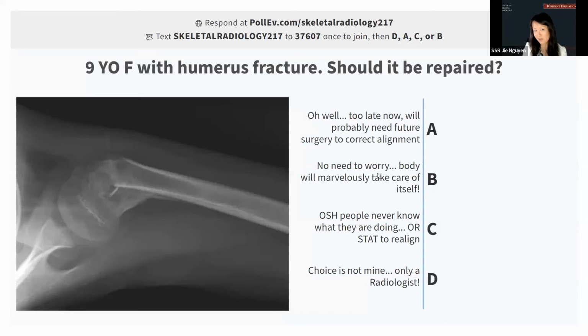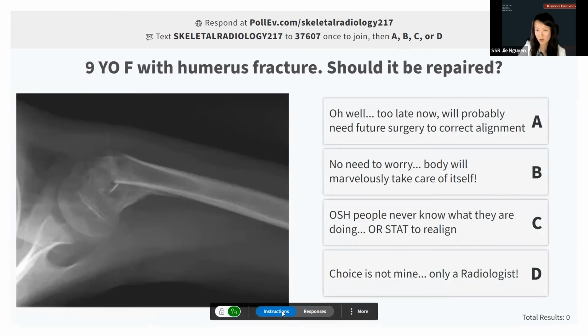So now with that information, I have probably one of my last poll questions. A 9-year-old female with a humerus fracture, should it be repaired? Option A: I know my responses are getting longer, oh well, too late now. We'll probably need future surgery to correct alignment because I already see a healing response. B: no need to worry, the body will marvelously take care of itself. C: these outside hospital people never know what they're doing, OR stat to realign. And D: choice is not mine, I'm just a radiologist, that's why I leave it to the surgeon.